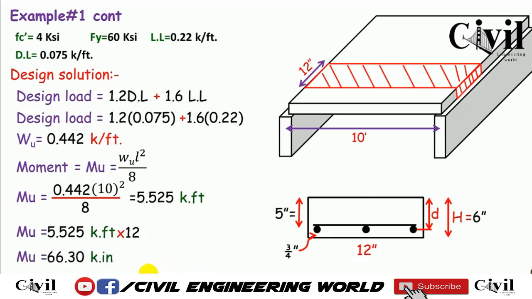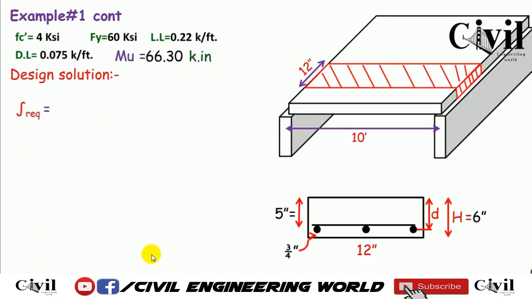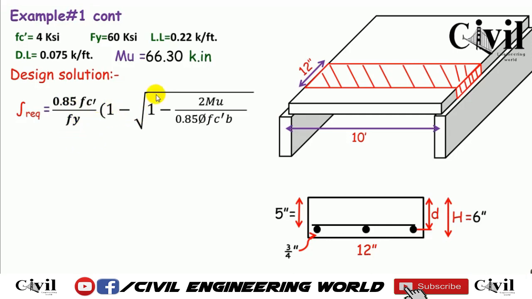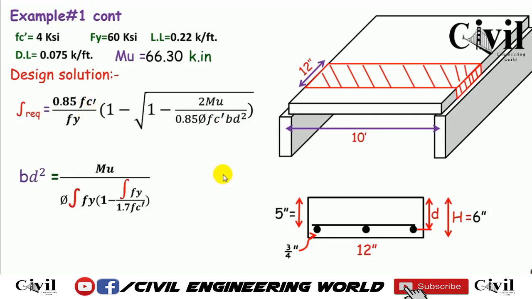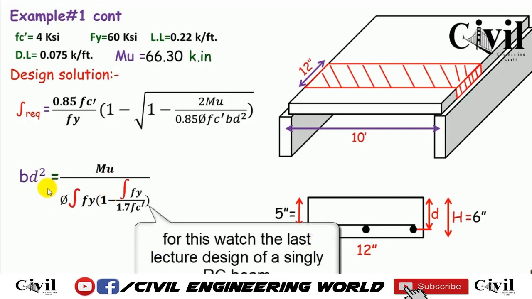Now we have to calculate rho, which is the steel ratio. This is a quite long formula, which is 0.85 Fc dash over Fy into 1 minus square root of 1 minus Mu by 0.85 phi Fc dash Bd square. This is a long formula which can also be found in the book. By putting in all these values or rearranging it, we can also get Bd square. So this is the rearrangement of the above formula. If you want, you can watch our previous lecture to better understand it.